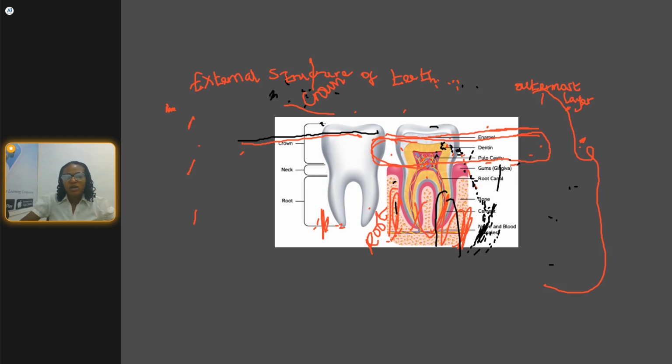All right, so if you look at the bird very well, you see that we have both the external structure and the internal structure. This is the internal structure, and this is the external structure. The external structure has three parts, which are the crown, neck, and roots. And the internal structure has all of this, which I just explained earlier.